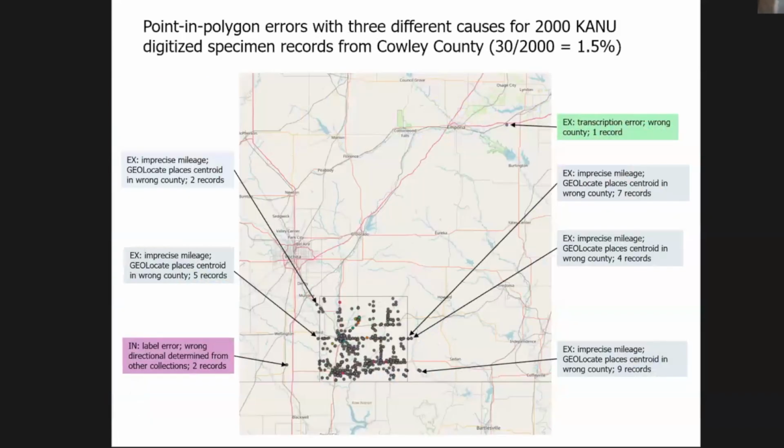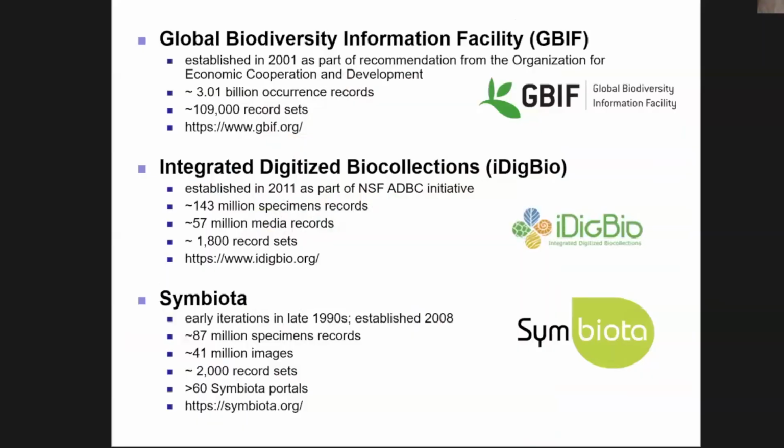This is a little closer to home. This is a little example that I pulled from our data for Kansas, Cowley County down in the southeast part of the state. If you just look at where the centroids fall outside of the polygon, these are the county boundaries, you'll see that about 1.5% of those records are in error. And those are fairly easy fixes. We can identify what the source of the error is, and then we can make those corrections pretty easily.